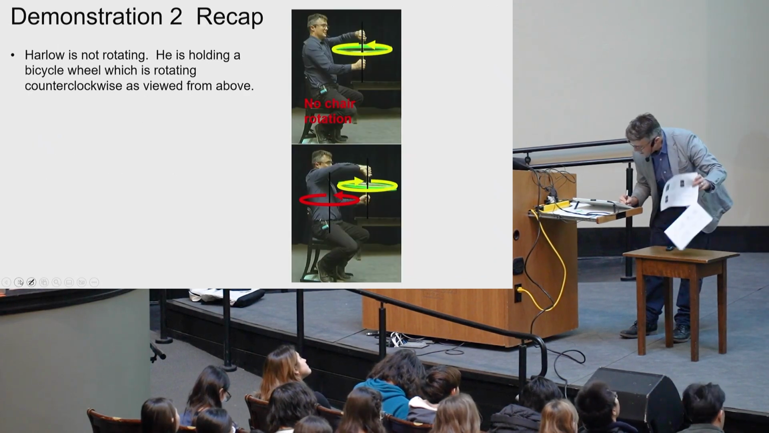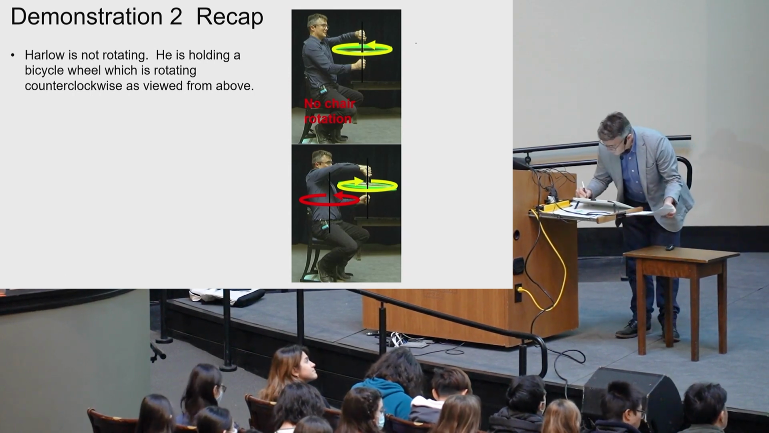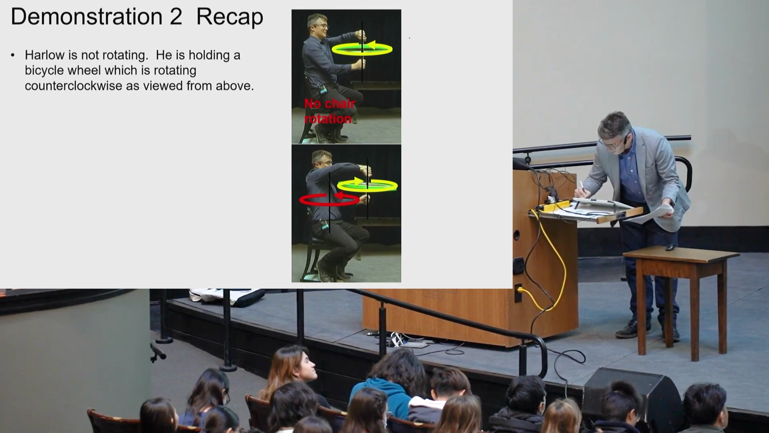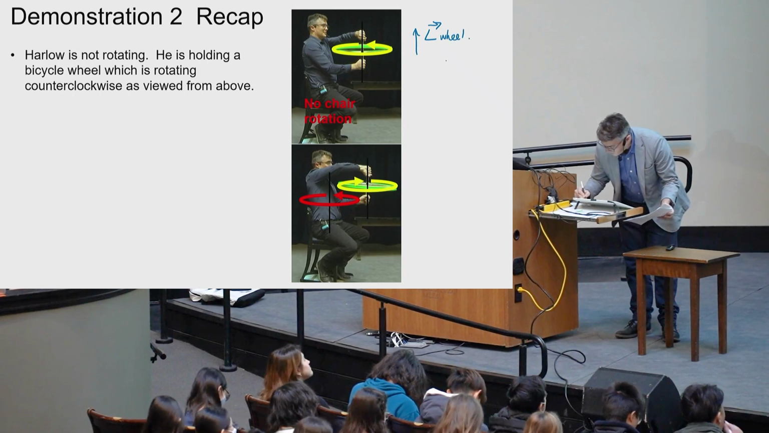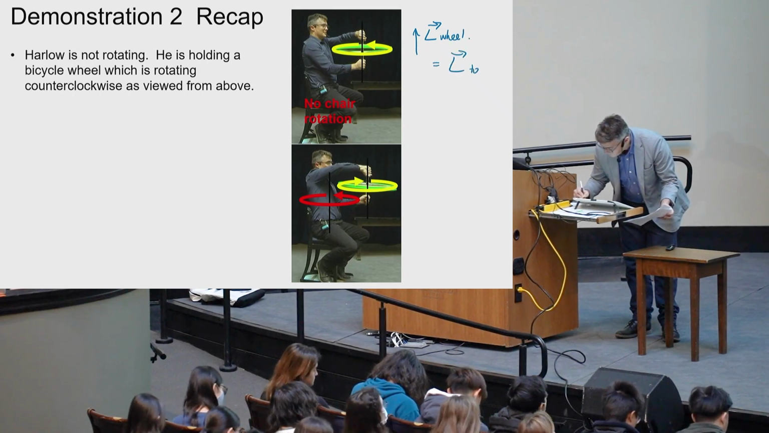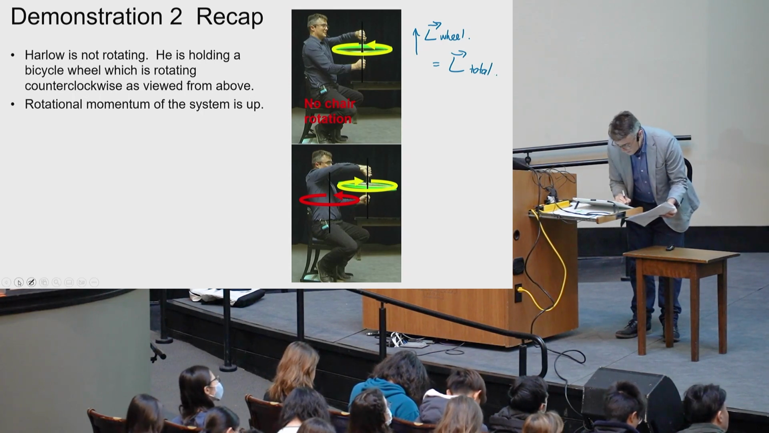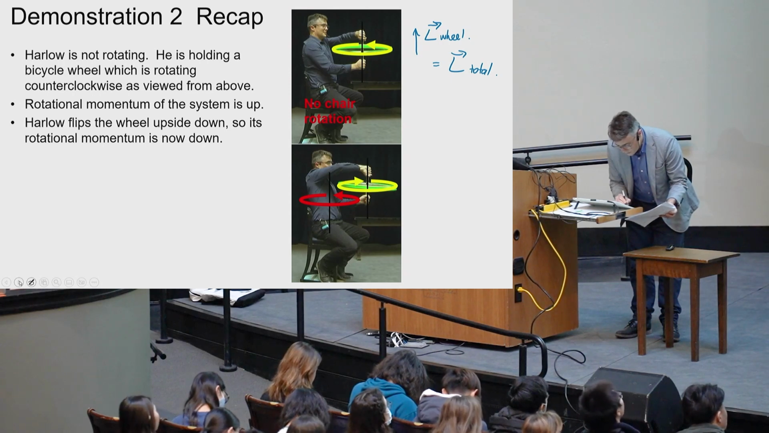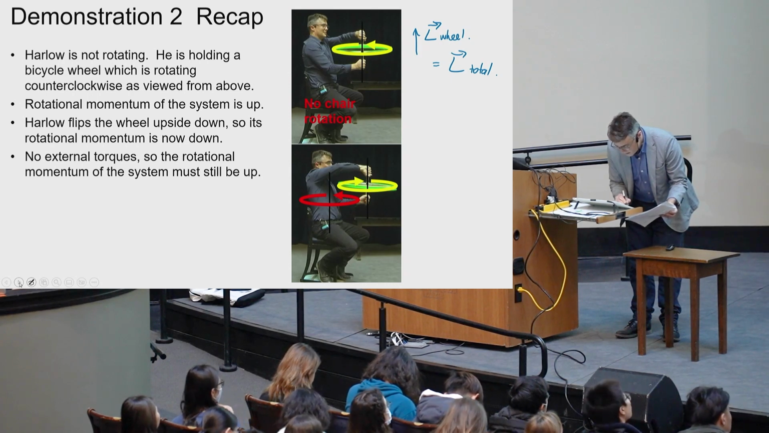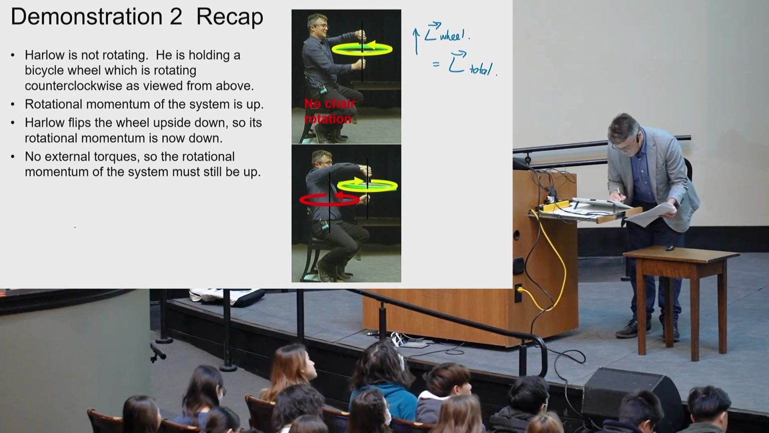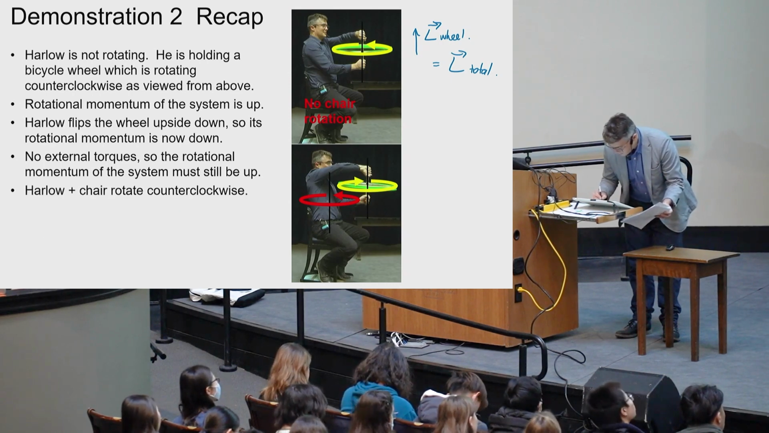So I think what happens there is that I start off with no chair rotation, and so there's some little L, L of the wheel, equals L total. And then what happens is I flip it upside down, so its rotational momentum is now down. There's no external torques, so the rotational momentum must still be up. So I'm actually rotating counterclockwise.